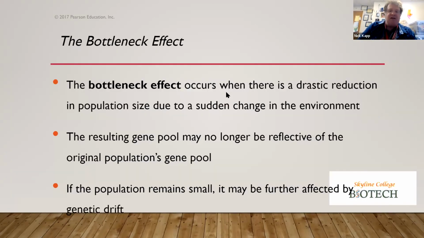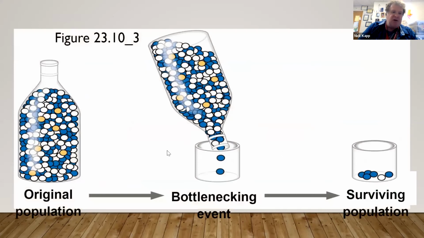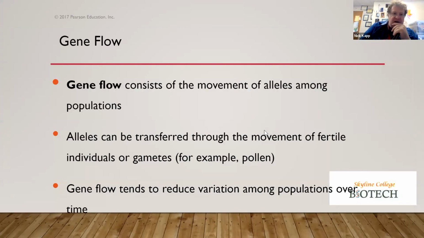In the bottleneck effect, a relatively large population goes through a small population and then gets a little bit larger again. And so the resulting gene pool may no longer be reflective of the original population's gene pool. Here we have a bottle that has red, white and yellow inside, and we have it go through a bottleneck event. You just get some of these samples, and the surviving population doesn't have any yellow, and the ratio of blue to white is actually different. This is what we call the bottleneck effect.